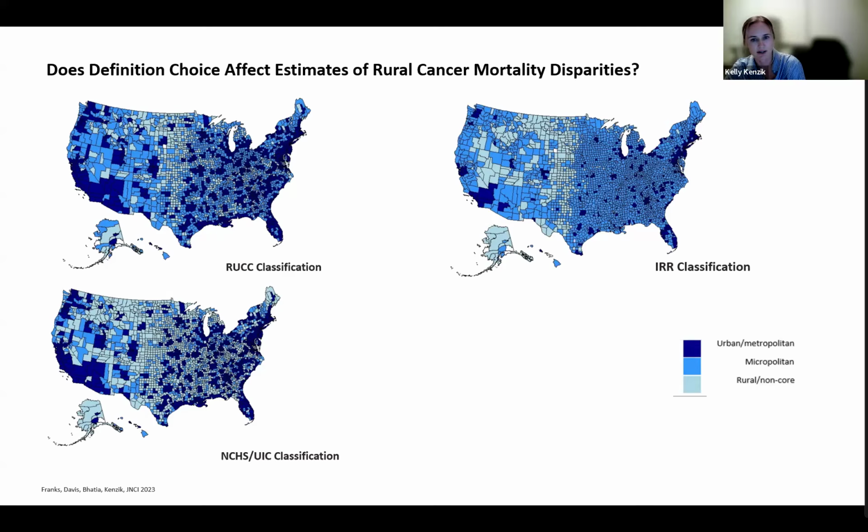To give an example, to show you how the maps lay out, if we were to look at the RUCC versus the IRR, we actually see that the National Center for Health Statistics and the urban influence codes map perfectly on top of each other. So even though they have different numbers of classification systems, ultimately their 3-level definition overlaps. But you can see there are some differences between the RUCC and the NCHS, and then especially the IRR, which definitely highlights more of a rural non-core population as opposed to emphasizing the definitions for an urban population.